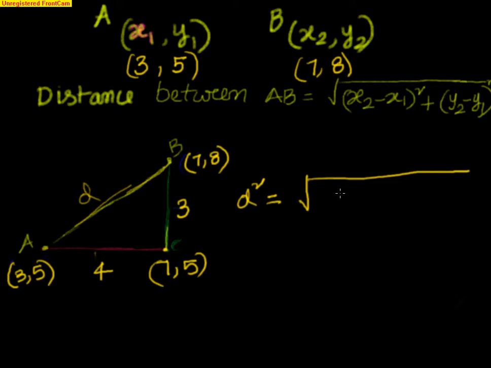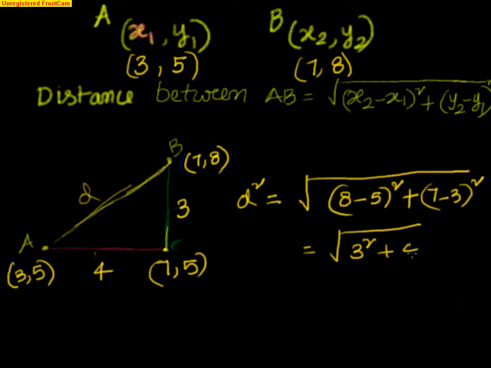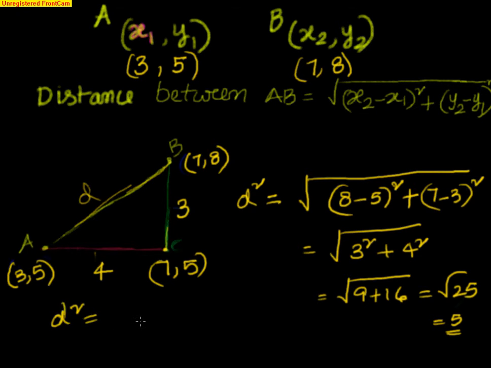Let's check that. y2 minus y1, that is 8 minus 5 whole square, plus x2 minus x1, that's 7 minus 3 whole square. This is the square root of 3 square plus 4 square, that is the square root of 9 plus 16, that's the square root of 25, equal to 5. What we get from here is the same. D square is equal to 4 square plus 3 square, that's 25, which gives me D equal to 5.